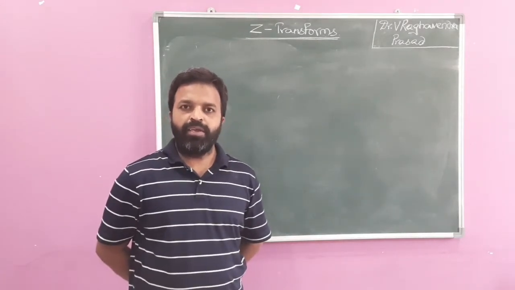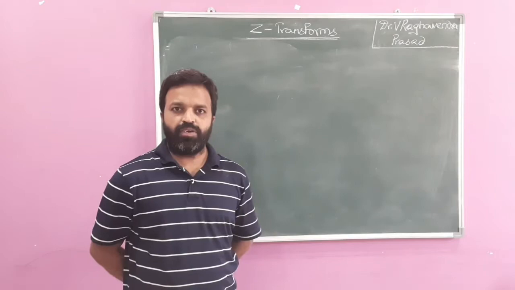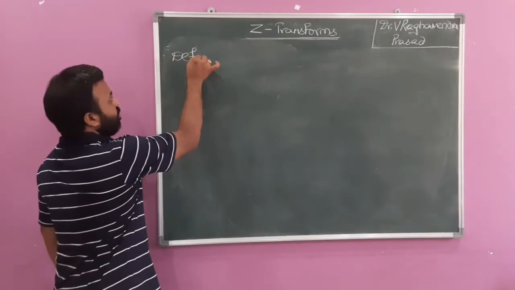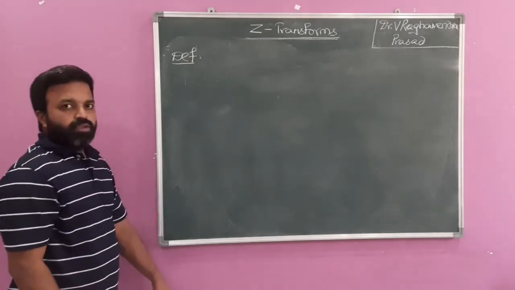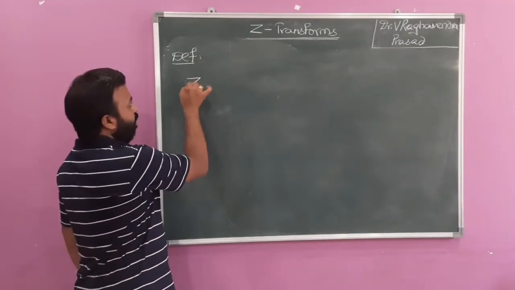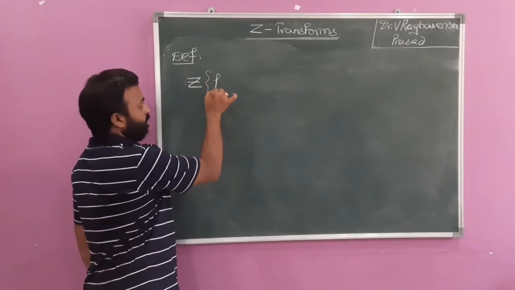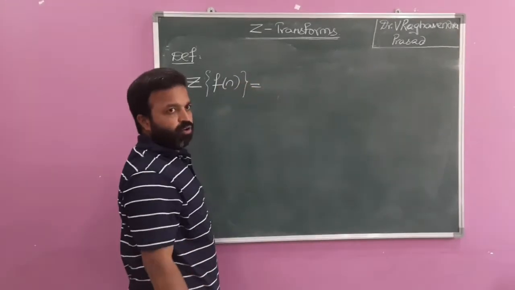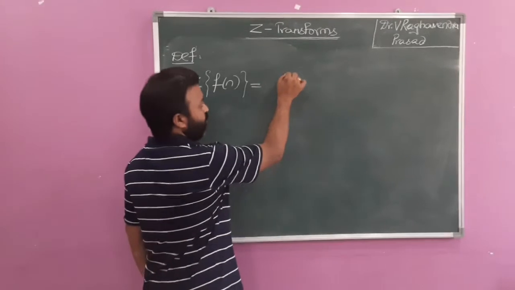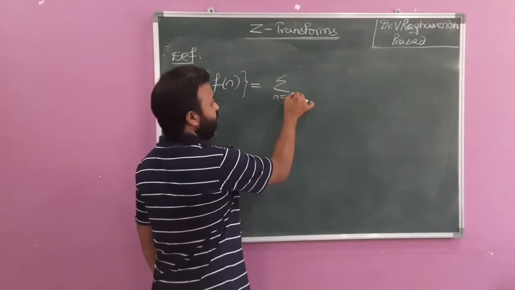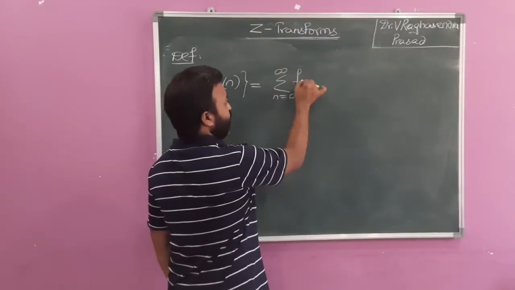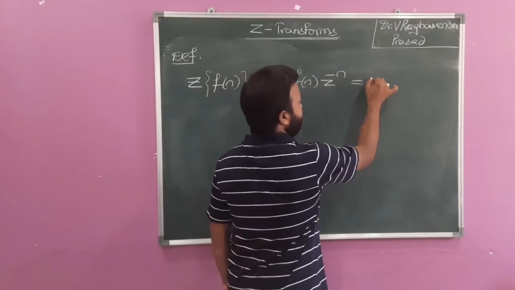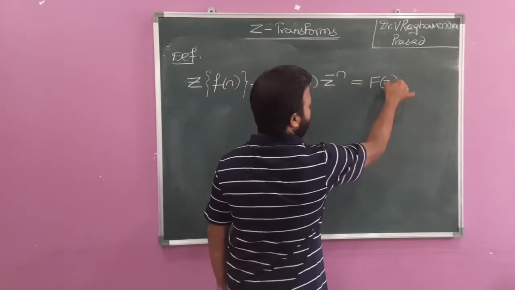Z transforms are mainly used to solve difference equations. Coming to the definition here: the Z transform of a sequence f of n, for discrete values of n equal to 0, 1, 2, 3 and so on, we define Z of f of n equal to sigma n equal to 0 to infinity f of n into z power minus n, and the resultant is a function of z, that is F of z.